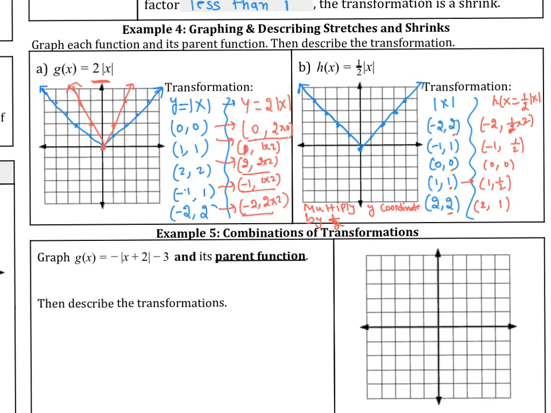Now we're going to plot these points, and negative 2 comma 1 is this point right here. Next point is negative 1 comma half, that is this point. 0 comma 0. Next is 1 comma half, and the other one is 2 comma 1. So that's going to be a graph that is a vertical shrink by a factor of half, or 1 over 2.